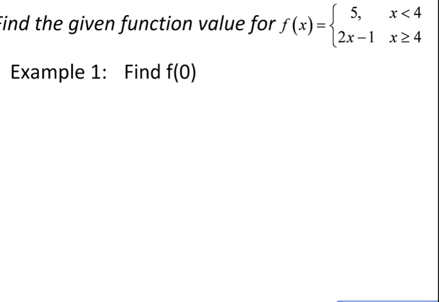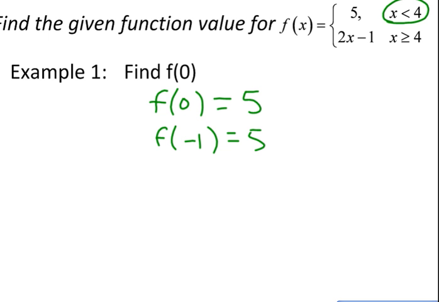All right, so f of 0 is equal to, all right, so 0 is less than 4. So f of 0 is 5. There is no x value, so this is actually a horizontal line at 5. So any number you put in there, if I put in f of negative 1, it would still equal 5.